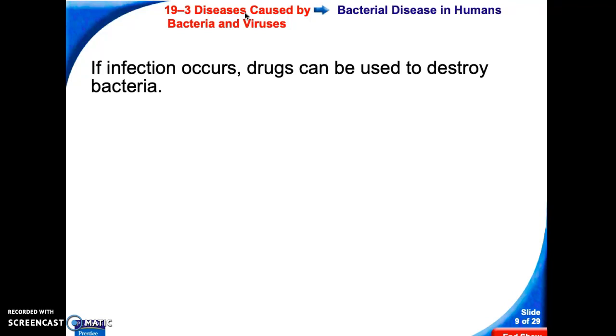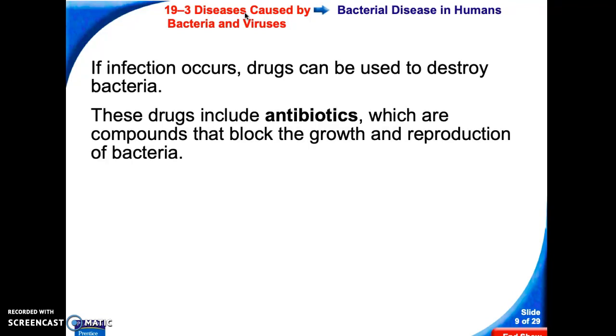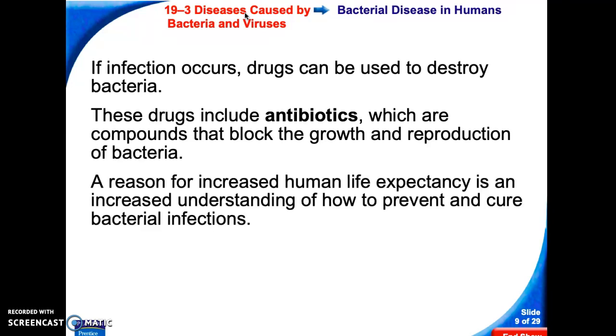So if an infection occurs, we can use drugs. They're known as antibiotics. So they help to block the growth and reproduction. If it can't grow and reproduce, it can't continue on. So one reason that we have an increased life expectancy around the world is because of antibiotics, because we're able to stop or prevent some of these different bacterial diseases from causing death.